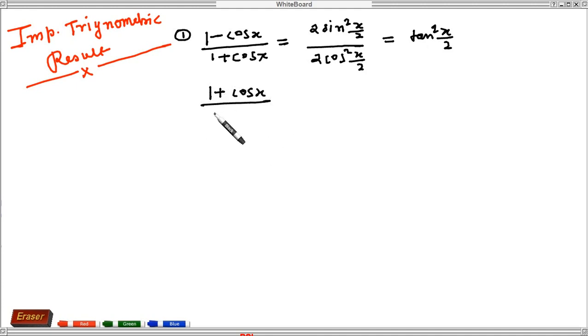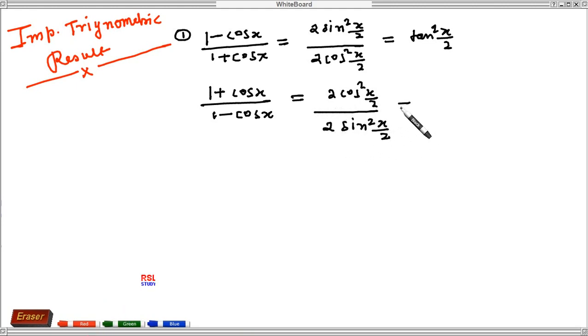Similarly, 1 plus cos x over 1 minus cos x can be written as 2 cos square x by 2 over 2 sin square x by 2. Note how this is written, do you know? Because cos 2x is 2 cos square x minus 1, so cos x will be 2 cos square x by 2 minus 1. Similarly cos x is also 1 minus 2 sin square x by 2. So here the 1 cancels, and finally this is cot square x by 2.